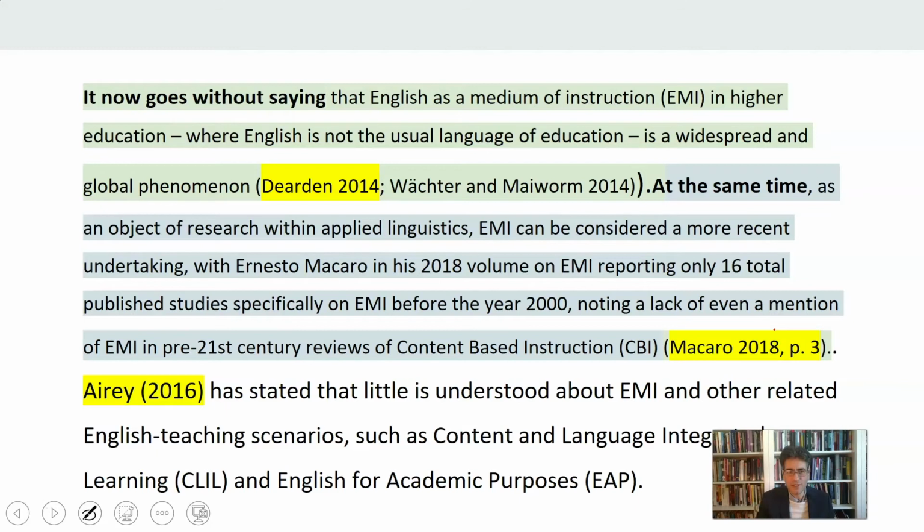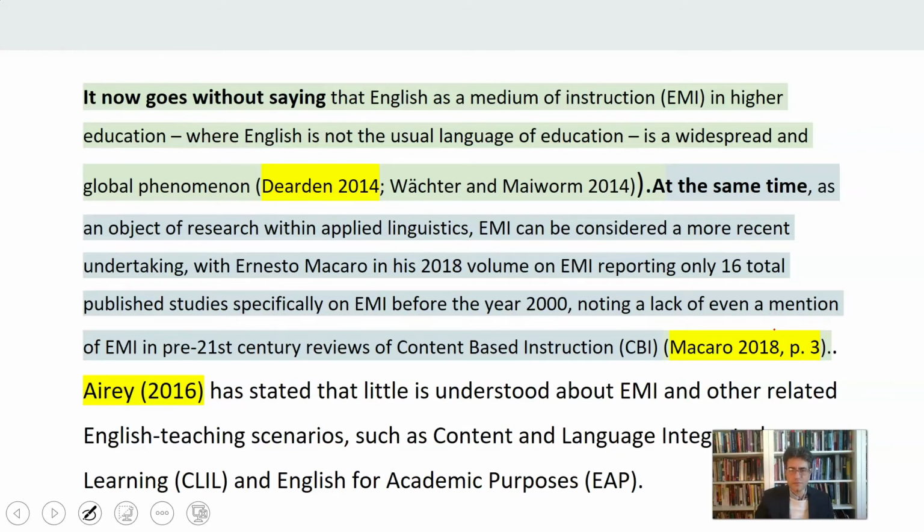So at the same time, as an object of research within applied linguistics, EMI can be considered a more recent undertaking, with Ernesto Maccaro in his 2018 volume on EMI reporting only 16 total published studies specifically on EMI before the year 2000, noting a lack of even a mention of EMI in pre-21st century reviews of content-based instruction.